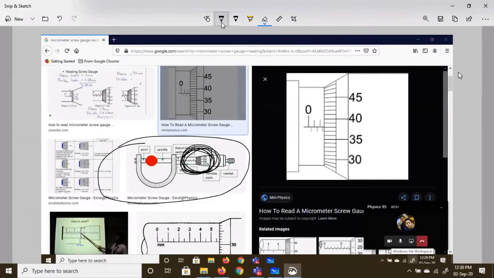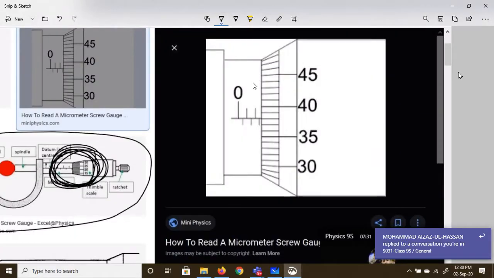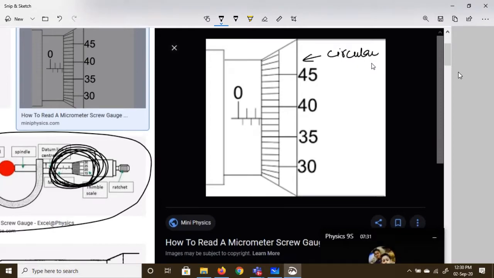Beta, as you can see, there are three things that you need to know about in the screw gauge. This is called, as I have explained earlier, the circular scale. Beta, this is called the main scale. And this line in the main scale, this horizontal line, is called the datum line. Datum actually means a reference. So this line is used as a reference. You should already know these terms.